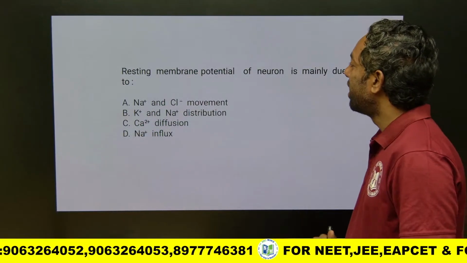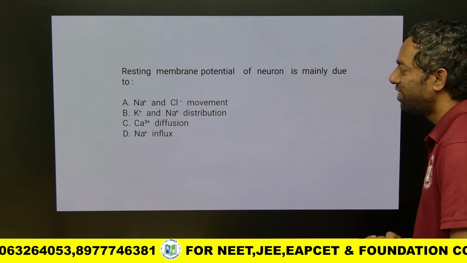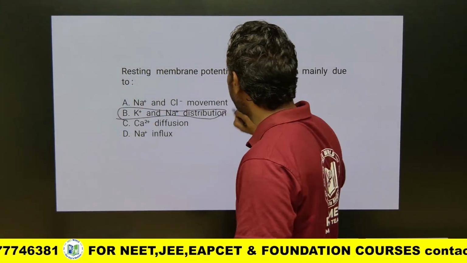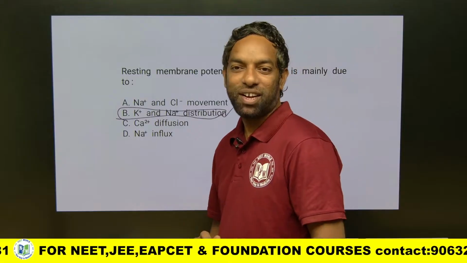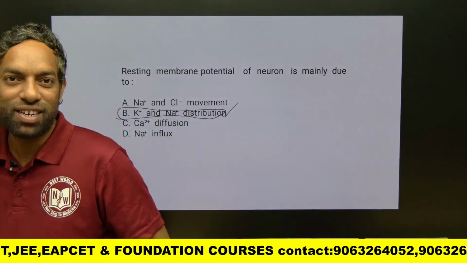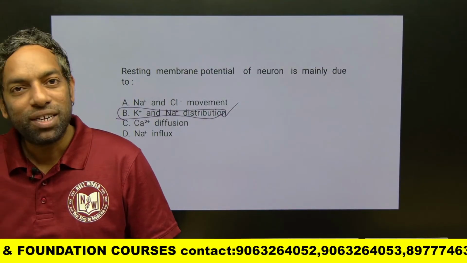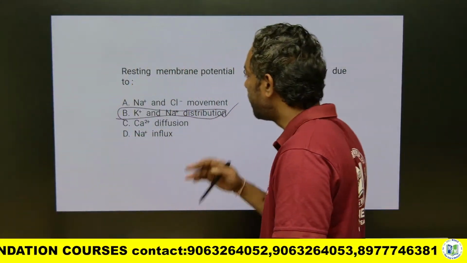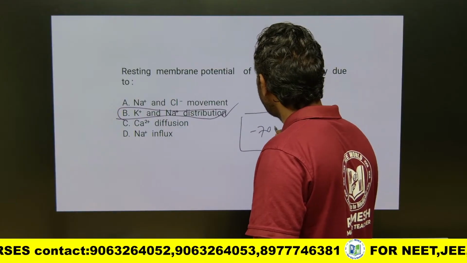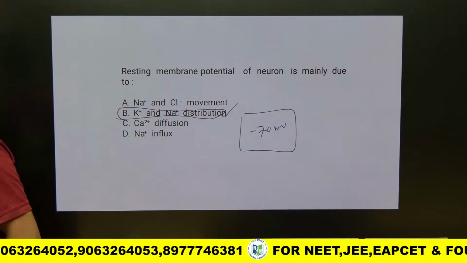Next, resting membrane potential in a neuron is mainly due to, of course, the sodium potassium pump. Potassium is more inside, sodium is more outside. Sodium is always trying to enter inside, and potassium is mostly located inside. That is why the resting potential is maintained at minus 70 mV.